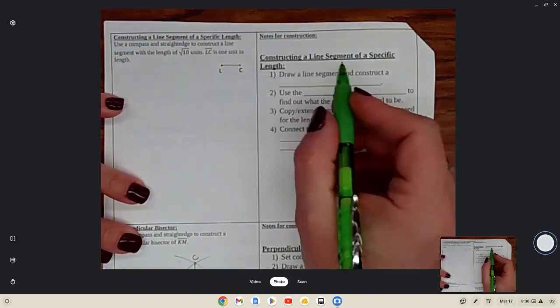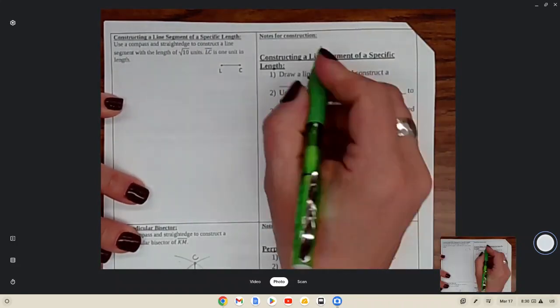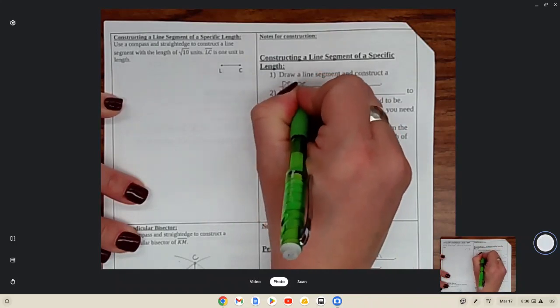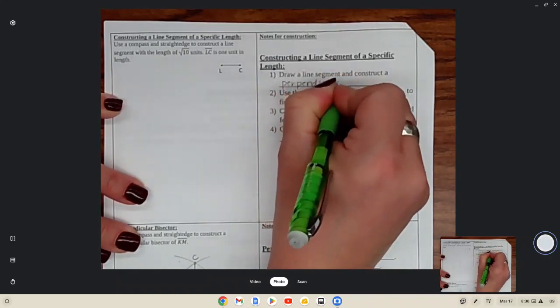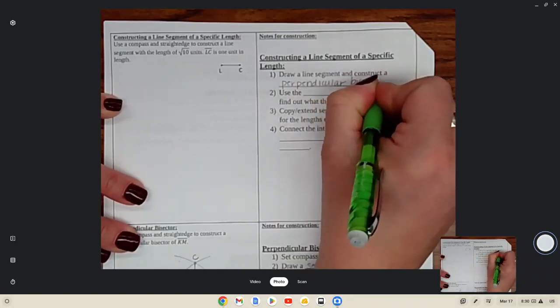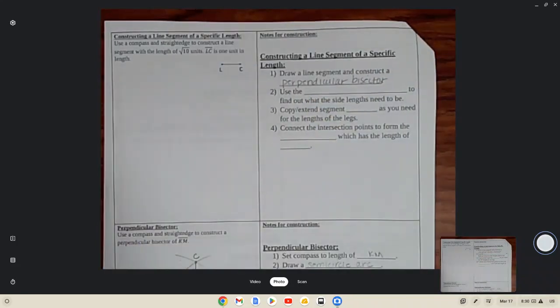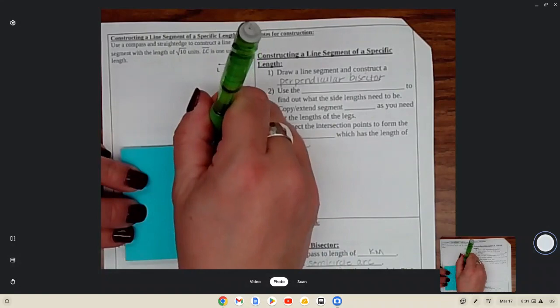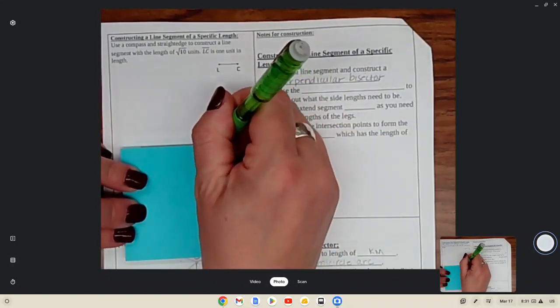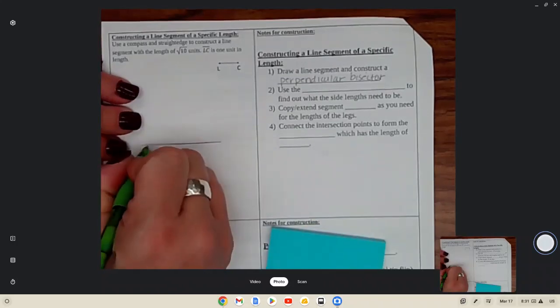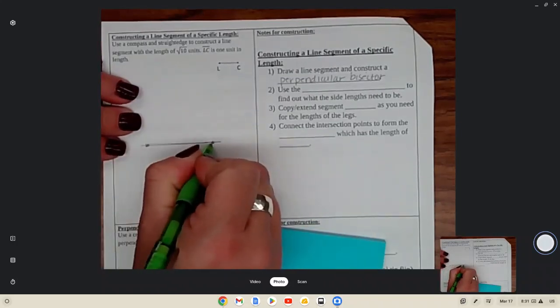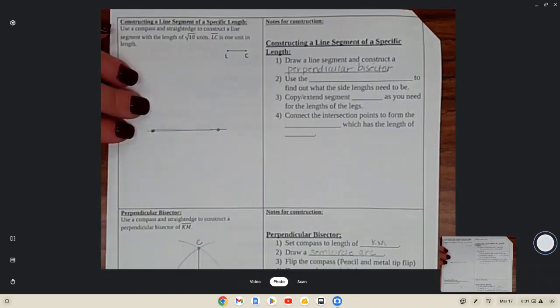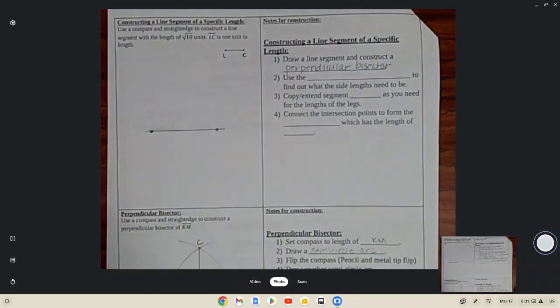All right, let's start out here. It says draw a line segment and construct a perpendicular bisector. So what we just did, and when you draw your line segment, don't make it too long, because otherwise it won't fit. So, maybe like that. Okay, so draw your line segment, and then you're going to make your perpendicular bisector out of that line segment. Okay, so like what we just did on the previous one. Okay, the steps are all right there for you.